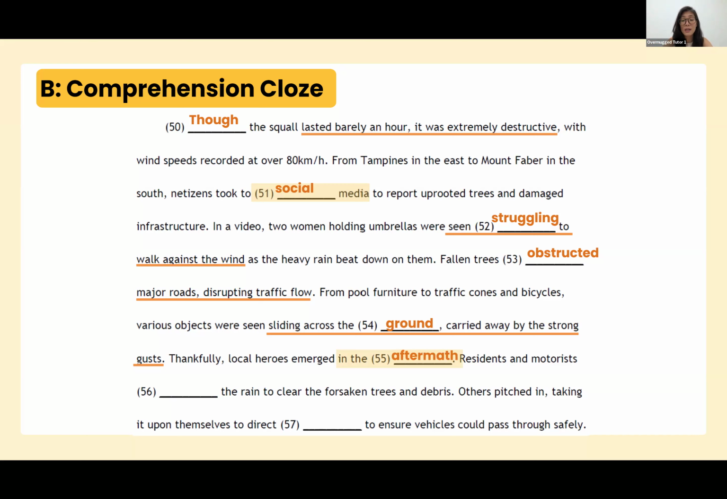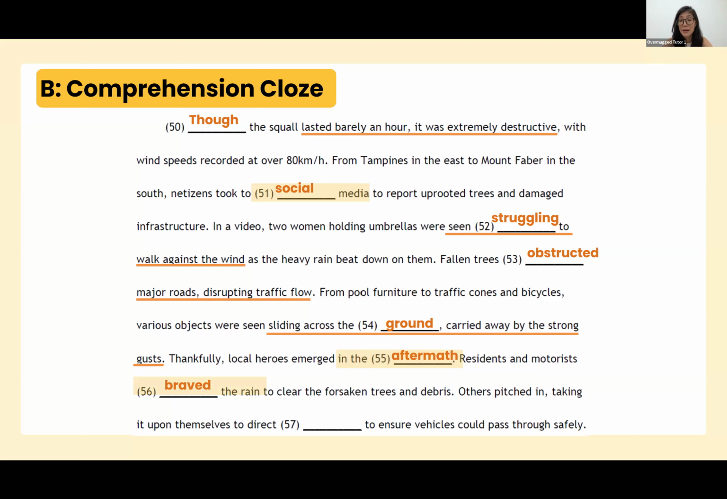Question 56. Residents and motorists blanked the rain to clear the fallen trees and debris. Now, if you recall the picture that I had shown you earlier, people were standing along the roads, holding umbrellas near the trees that were blocking the bus. These people, they blank the rain. This is a phrase that means braved the rain. That means they stood there to face the elements.